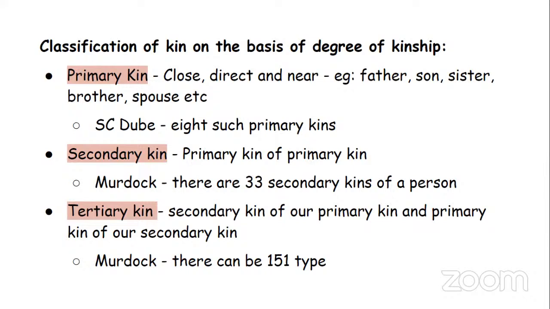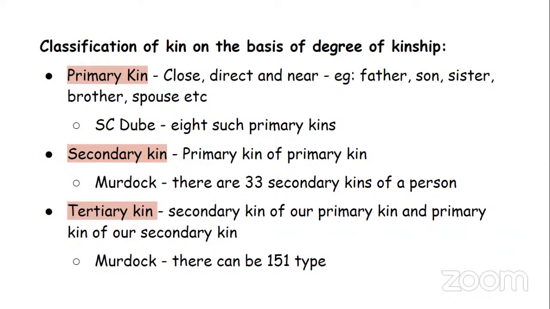Then the next type is secondary kin. The secondary kin denotes primary kin of primary kins. This may sound confusing, but primary kins means our close, direct, and near kinship relations. Then secondary kins means the primary kins of our primary kin. For example, in my case, my primary kins are my father and mother. Then my secondary kins are the primary kins of my father and my mother. It would include my grandparents from both sides, my father's parents and my mother's parents, and my father's siblings and my mother's siblings. So the primary kins of my primary kin are my secondary kin.